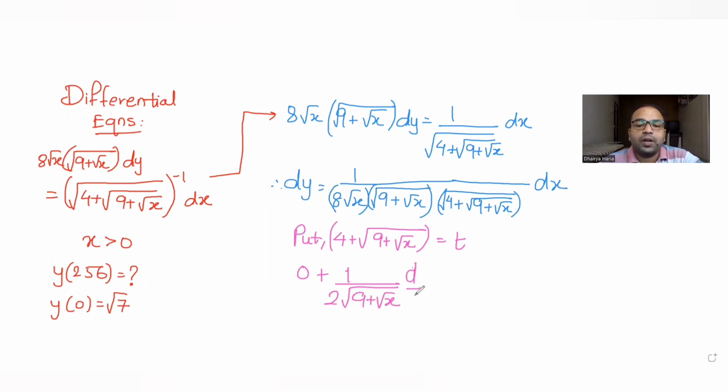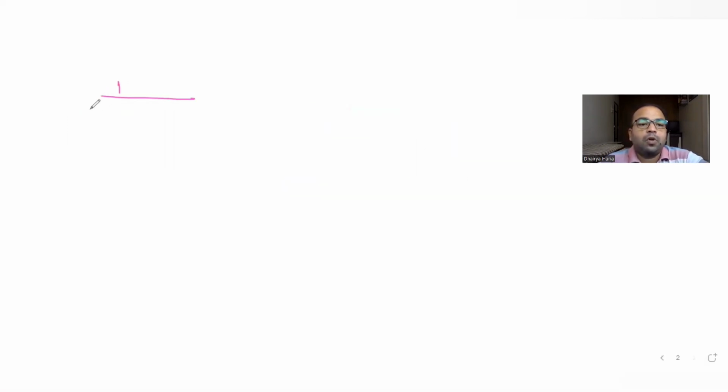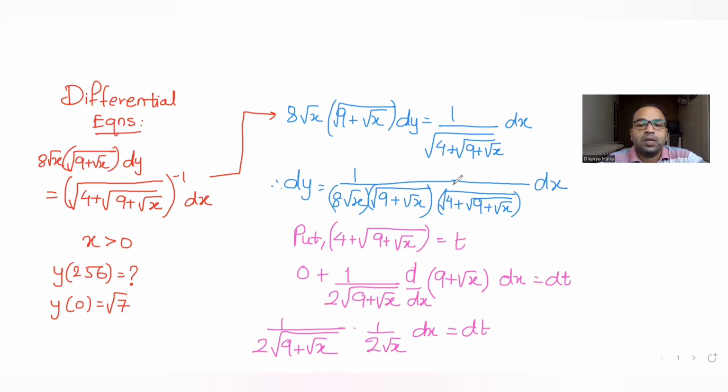Further, we have to take the derivative of the term which we took as x, so it is 9 plus root x again, and dx is equal to dt. So I get 1 upon 2√(9+√x). The derivative of 9 plus root x: 9 is 0, and the derivative of root x is 1 upon 2√x, dx is equal to dt. So what I get here is 1 upon 4√x √(9+√x) dx is equal to dt.